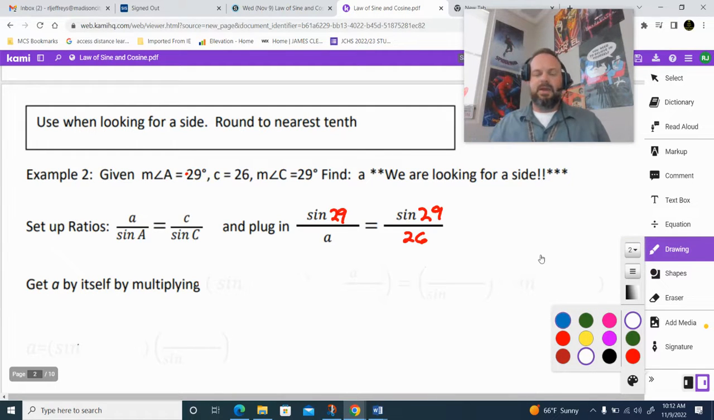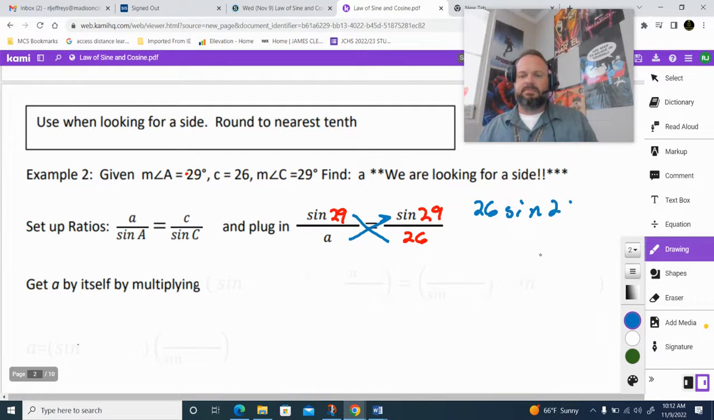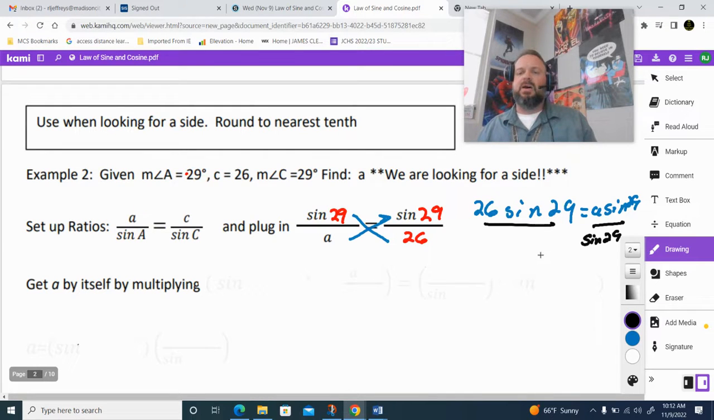Oh, thank you. Okay, so I would cross multiply, okay, and say this is 26 sine of 29 equals A sine 29, okay? And to get A by itself, I would divide. Now, we actually can divide by the sine of 29 because we're actually finding a length.